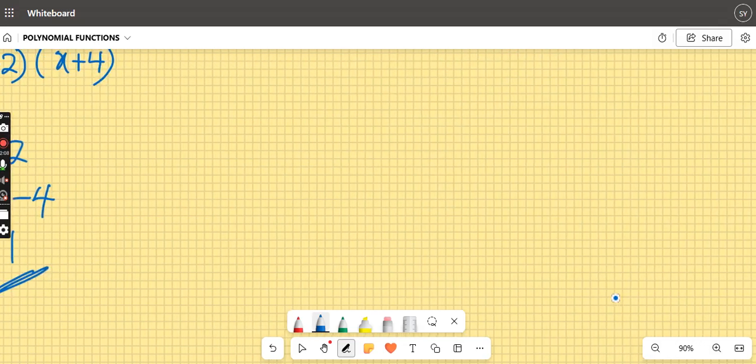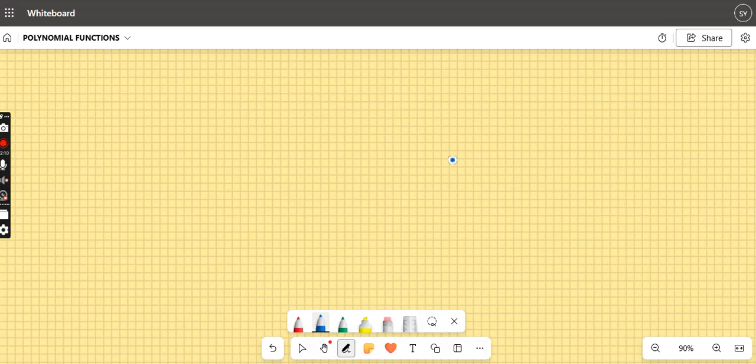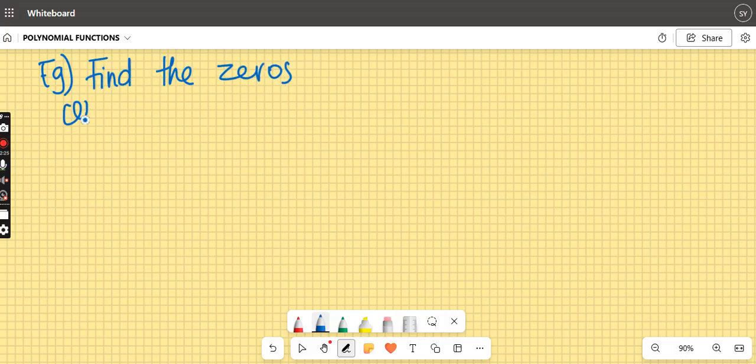Okay, why don't you try this example? Find the zeros of f of x is equal to x cubed plus 7x squared plus 4x minus 12.